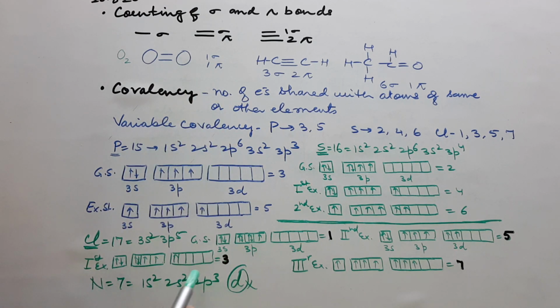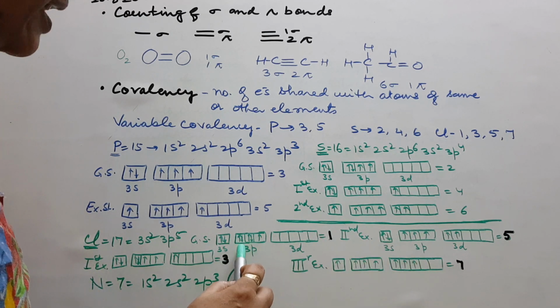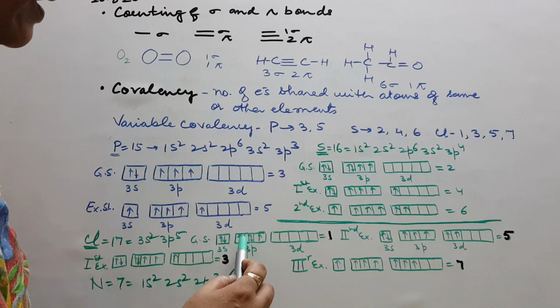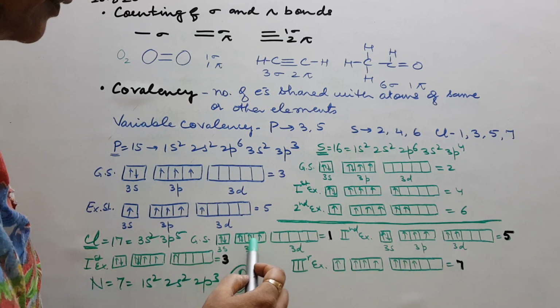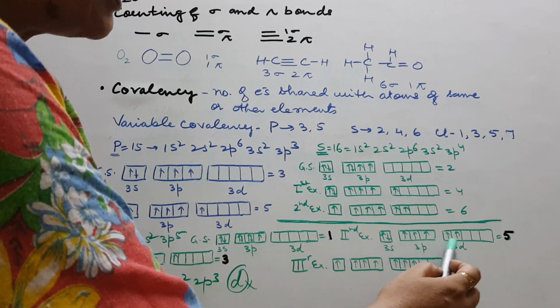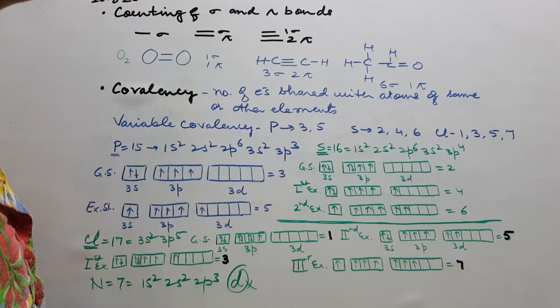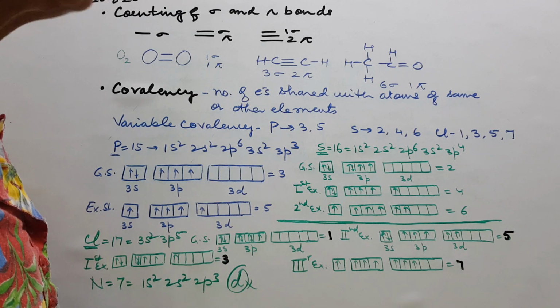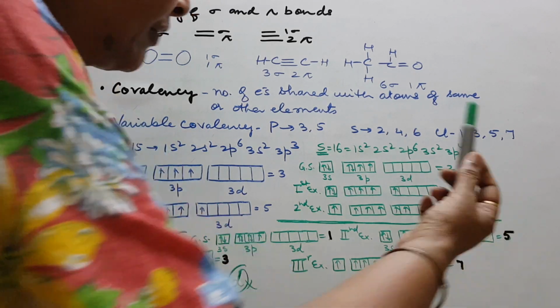In the second excited state, what happens? This electron also gets unpaired. You see, these 2 were paired in the ground state. This also gets unpaired. So now all these 5 are unpaired, and it is showing covalency 5. These all 5 unpaired electrons can pair up and would like to pair up. They will have a tendency to get paired up and hence can show covalency 5.